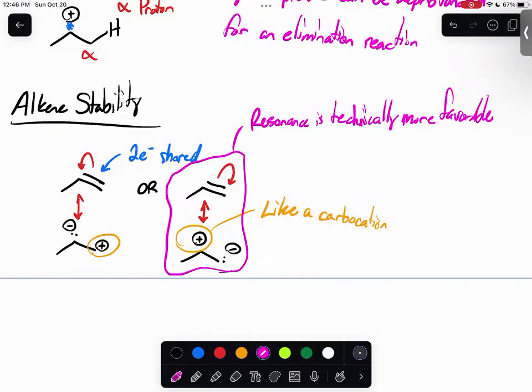And so what this means is that the more stable we can make that sort of carbocation, in quotes, the better the alkene is going to be in terms of stability. All right. And so essentially what this means is due to hyperconjugation, more substituted alkenes are more stable.